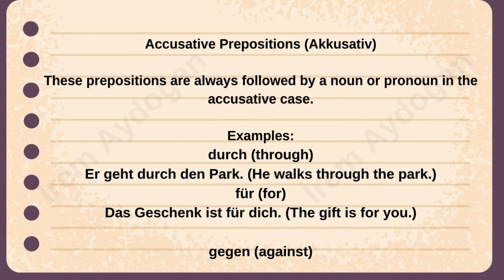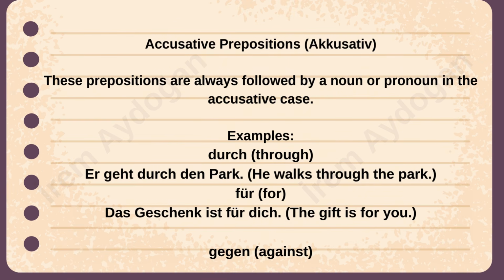If you remember the accusative, dative, and nominative lesson, you can do it easily. In accusative preposition form, these prepositions are always followed by a noun or pronoun in the accusative case. Example, durch, through, it means in English, er geht durch den Park, he walks through the park. Park becomes den Park in accusative form in these sentences.